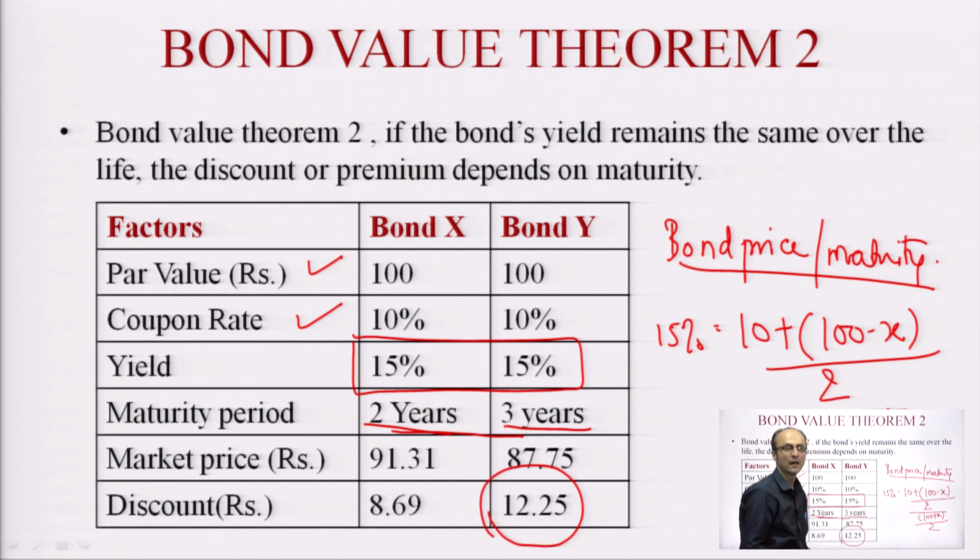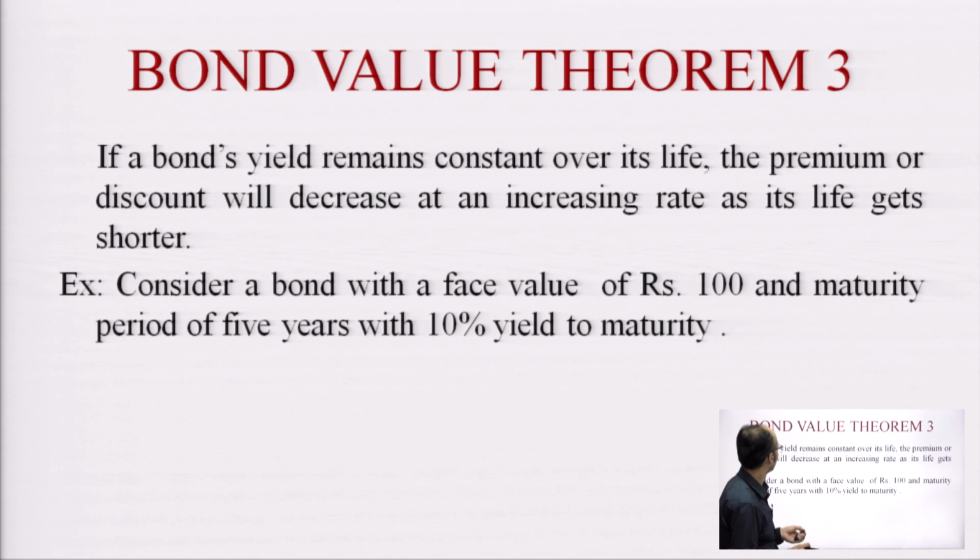The discount has also increased. It means as the maturity prolongs, the uncertainty element kicks in and the discounting factor, the value of the bond, actually declines more. Now we will be discussing the third theorem.